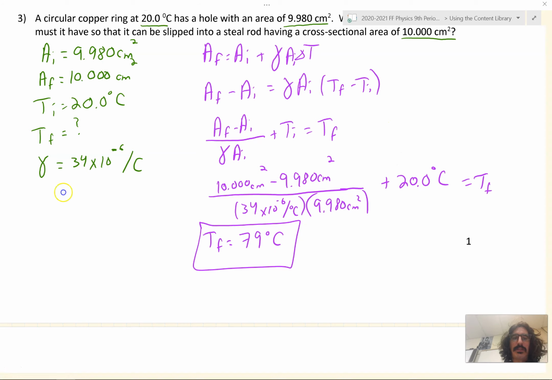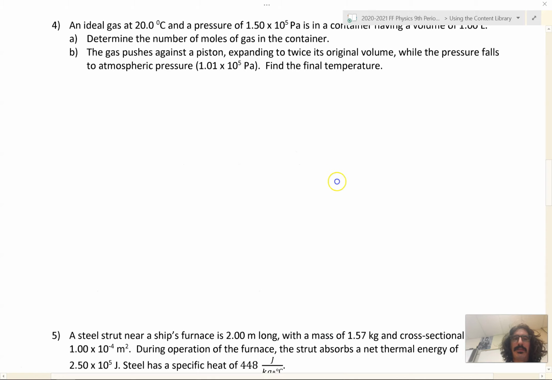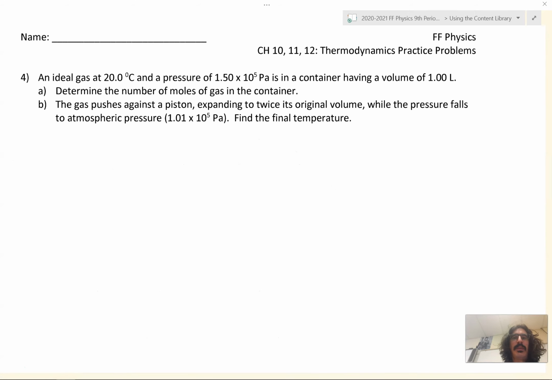Next question. Next question, number 4. An ideal gas at 20 degrees Celsius and a pressure of 1.50 times 10 to the 5th pascals is in a container having a volume of 1.00 liters. Letter A, determine the number of moles of gas in the container.